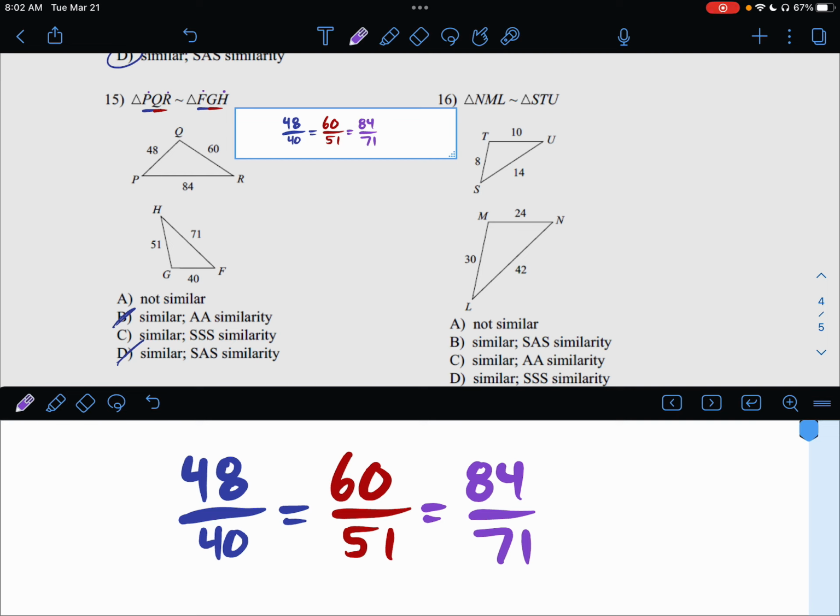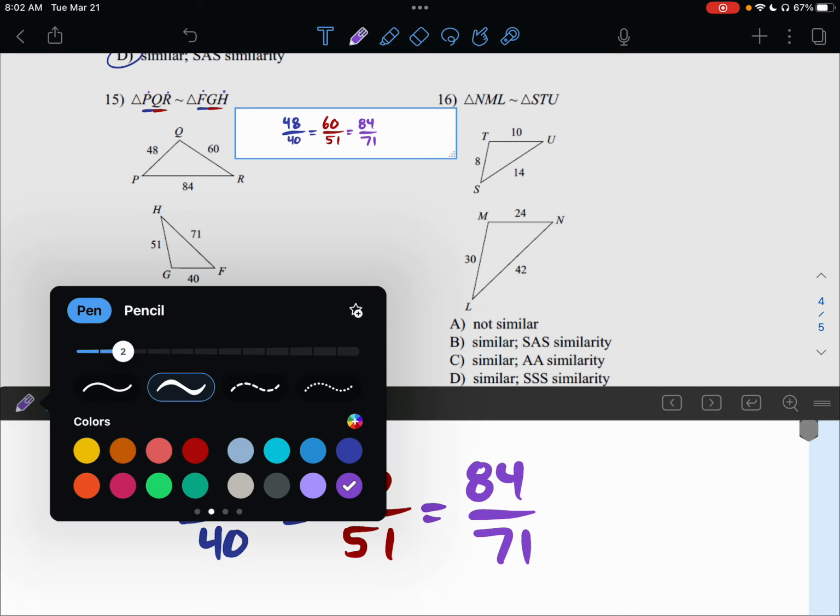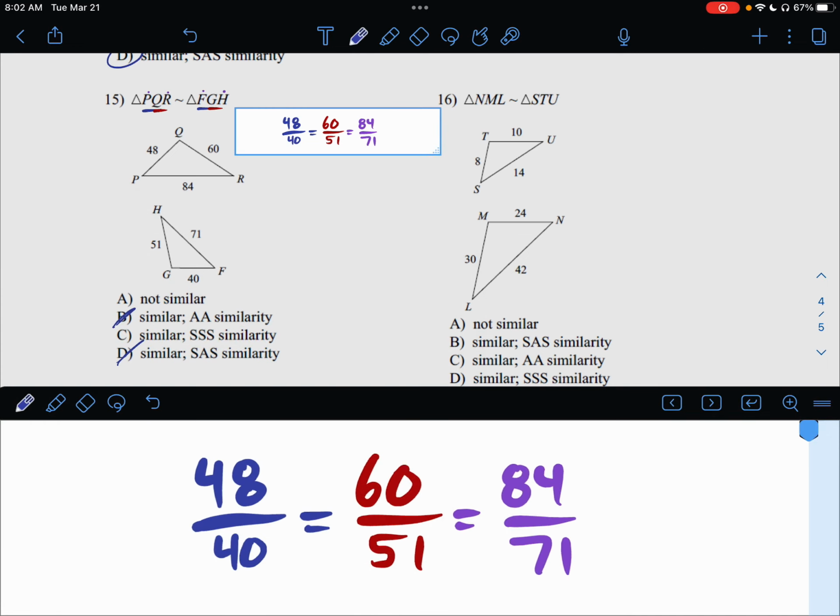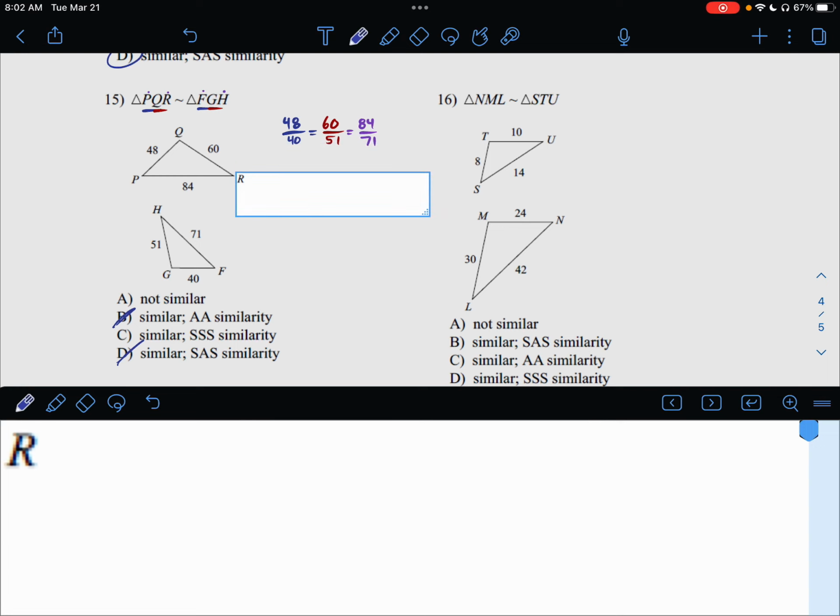And from here, I just want to reduce these fractions and make sure they all come out at the same thing. If they do, it's SSS. If they don't, it's not similar. So 48 and 40, like I said, you can just type this in a calculator if you want to. That works perfectly fine. And see if they all come out to the same decimal.